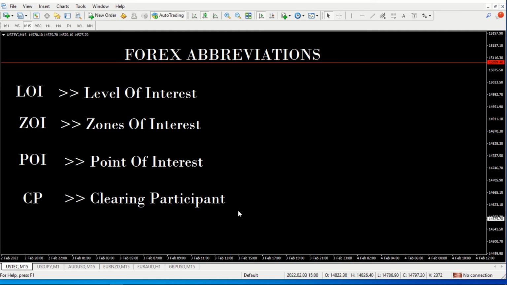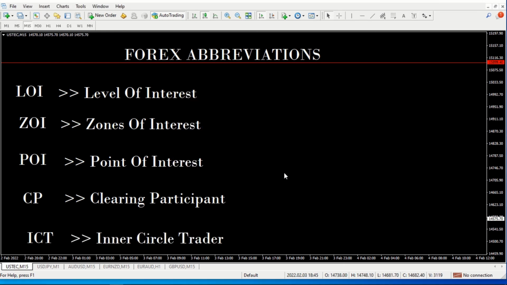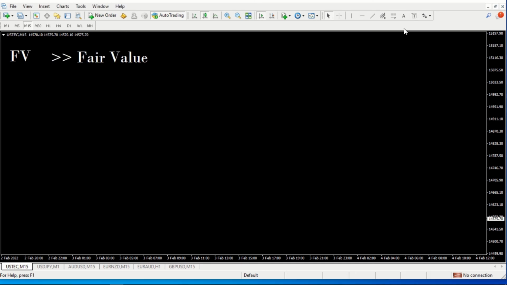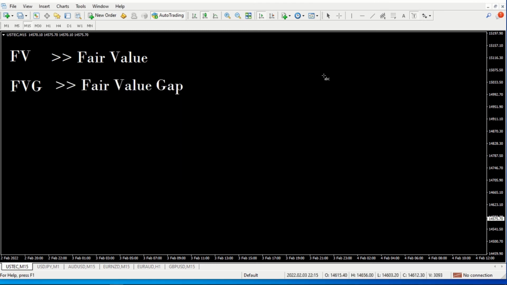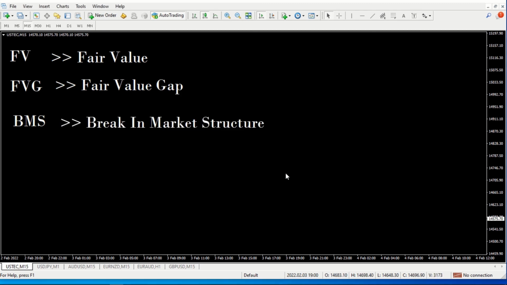The next on the list has to do with ICT, inner circle trader. We again have FV, which stands for fair value. Also, we have FVG, meaning fair value gap. The next on the list, BMS, which stands for break in market structure. In other words, you can also say break of market structure.